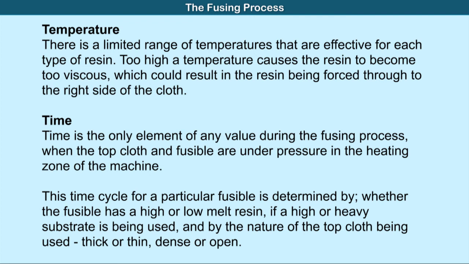Second thing is known as time. Time is the only time element of any value during the fusing process. When the top cloth and fusible are under pressure in the heating zone of the machine, this time cycle for a particular fusible is determined by whether the fusible has a high or low melt resin, if a high or heavy substrate is being used, and by the nature of the top cloth being used, thick or thin or dense or open.